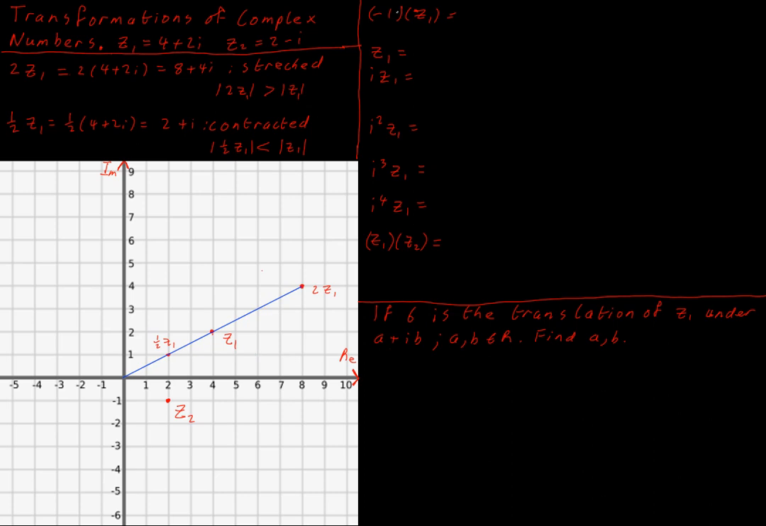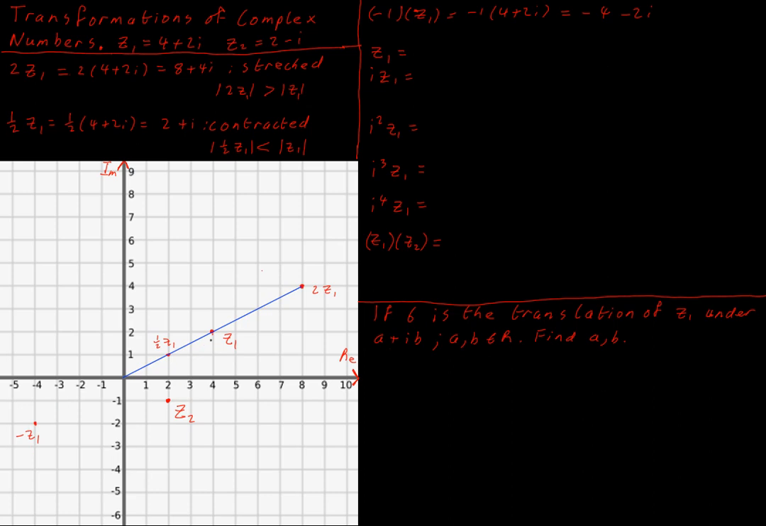Now what happens if we multiply by minus 1? So far we've been multiplying by positive numbers. What happens when we multiply by minus 1? Well, let's work it out algebraically. We end up with minus 4 minus 2i. So start at the origin and go minus 4 on the real, minus 2 on the imaginary. So that would be minus Z1.